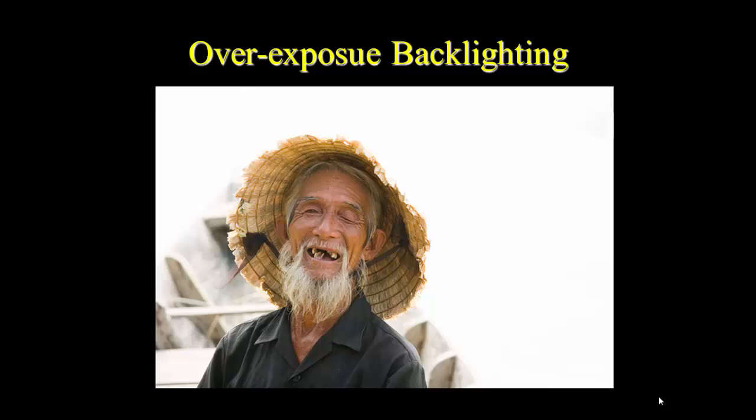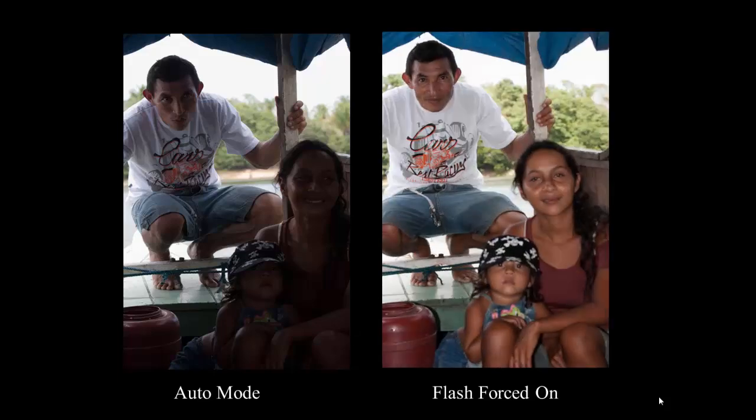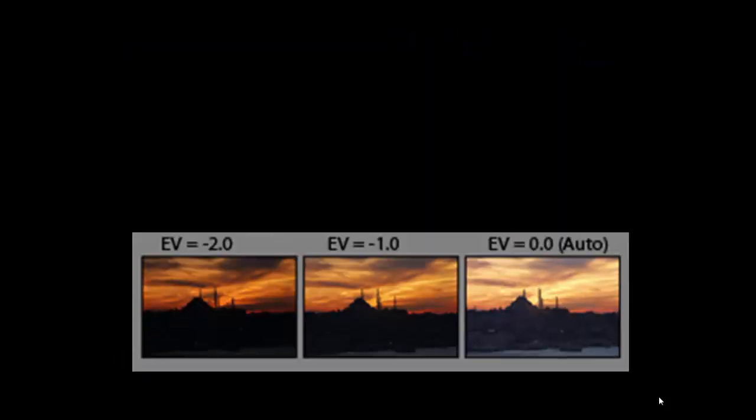If it's too bright, the camera senses brightness, does not turn the flash on in automatic mode, and so you need to do something. Here's a sequence of shots. This is automatic. Backlight is strong. The camera flash did not go off. Dark faces. So here I forced the flash on.